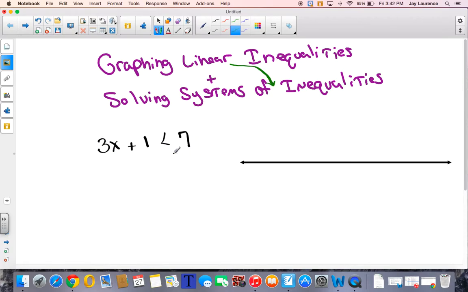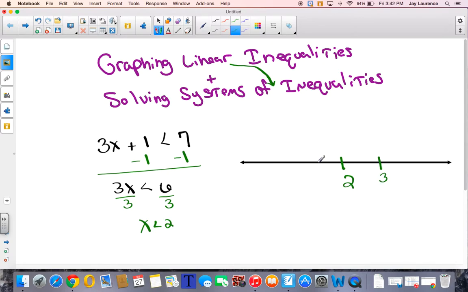inequality like this, it kind of looks like an equation, and we would solve this the same way, right? Subtract 1 from each side, and then we would get 3x is less than 6. And then I would divide by 3, right? Remember doing this? Just review, x is less than 2. And then I have to show 2 on my number line, and I might put 2 other numbers on there.